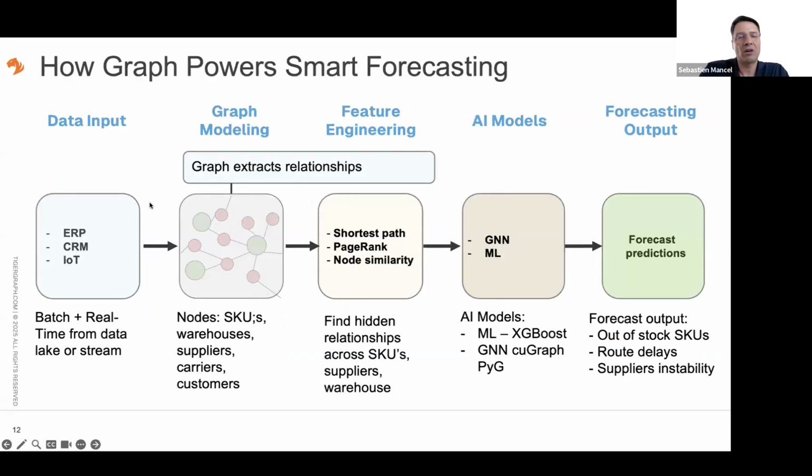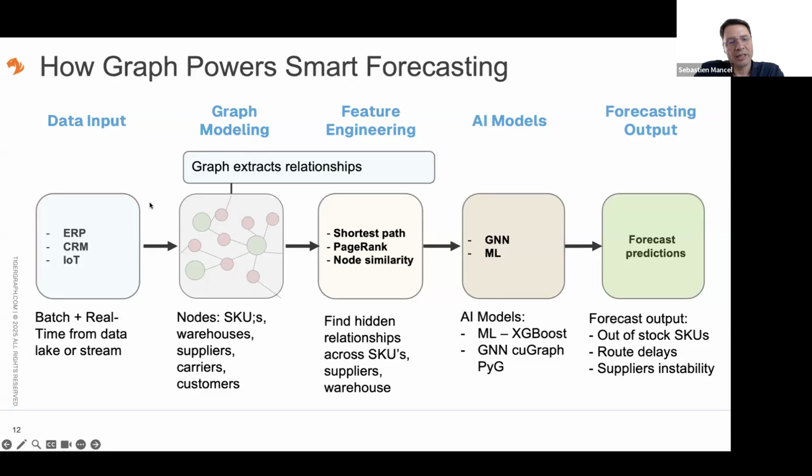All right, let's take a look at how a graph-powered digital twin can support predictive forecasting, particularly in complex supply chains. So this example comes from a large US technology manufacturer based in the Bay Area. So the process starts with data input. We pull in data from multiple systems. So think of ERP, CRM, IoT sensors, combining both batch and real-time streams to create a continuously updated data foundation.